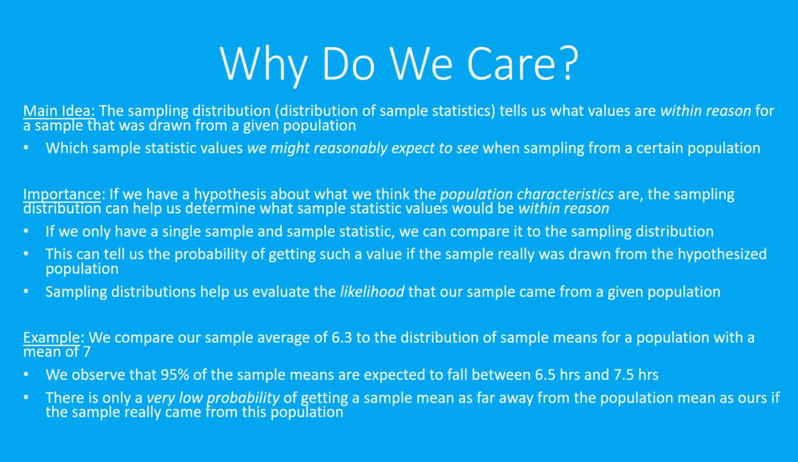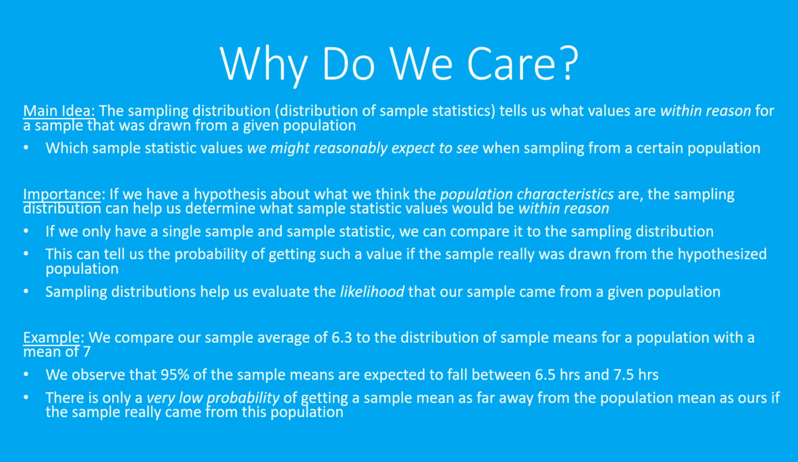And so why do we care about this? Well, the main idea is that the sampling distribution, or the distribution of sample statistics, tells us what values are within reason for a sample that was drawn from a given population. So in the applet that we just looked at, we first defined what we thought our population looked like, and then we were able to see how the sample statistics would be distributed for samples drawn from that population.